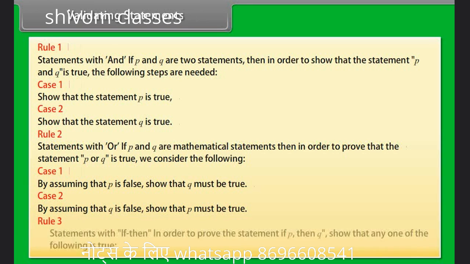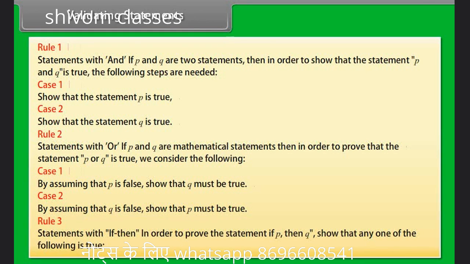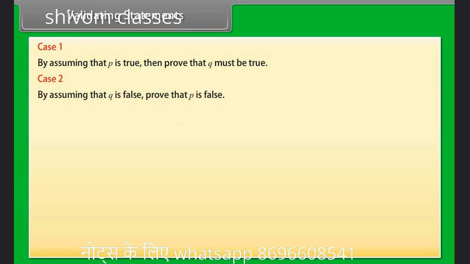Rule 3. Statements with if-then. In order to prove the statements if P, then Q, show that any one of the following is true. Case 1. By assuming that P is true, prove that Q must be true. Case 2. By assuming that Q is false, prove that P is false.